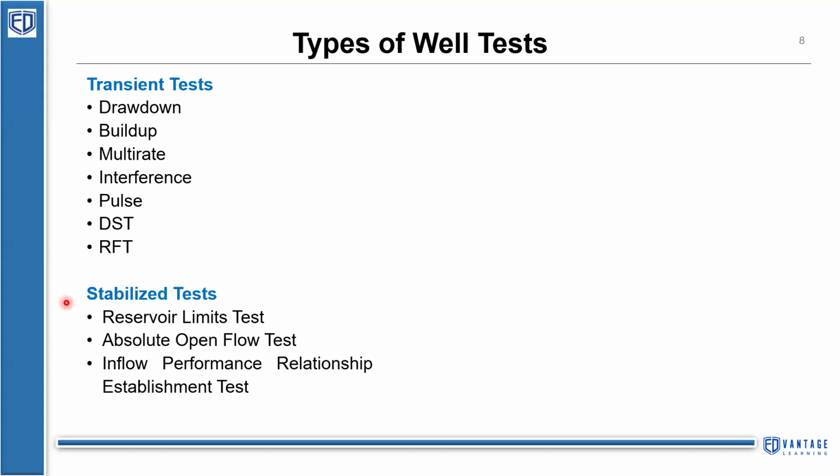In stabilized tests, we have the reservoir limits test, also called the extended drawdown test, and the AOF test, the absolute open flow, where we consider our wellhead pressure to be zero, or the surface condition where we look at 14.7 psi. The gauge pressure is zero and atmospheric pressure is 14.7 psi. So we can also do an AOF test to understand the ultimate reservoir deliverability. Also the hyper relationship establishment test.